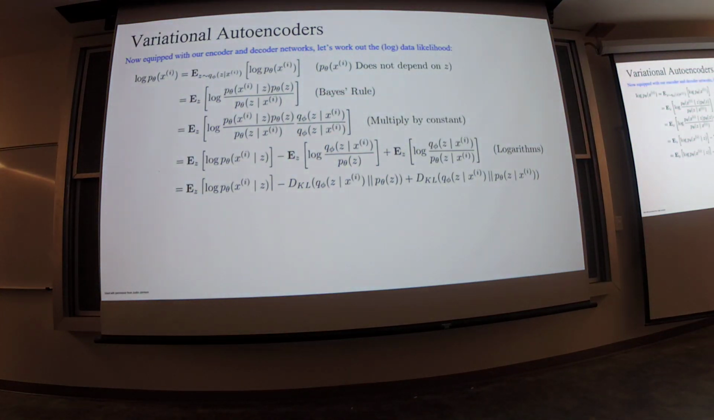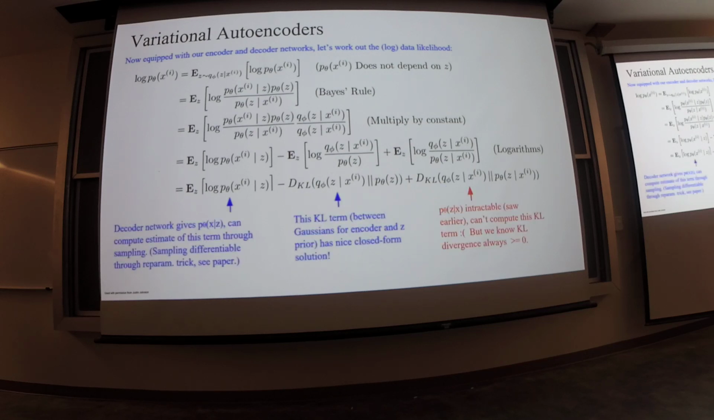As I was saying, we have the first term, the expectation of the logarithm of p theta of xi given z, and this stays as is, minus the KL divergence between the function of the encoder and the prior, plus the KL divergence between the function of the encoder and the probability enforced by the decoder of z given xi. This last one is non-tractable, but we know that it's always bigger than 0. It's either 0 or bigger than 0.